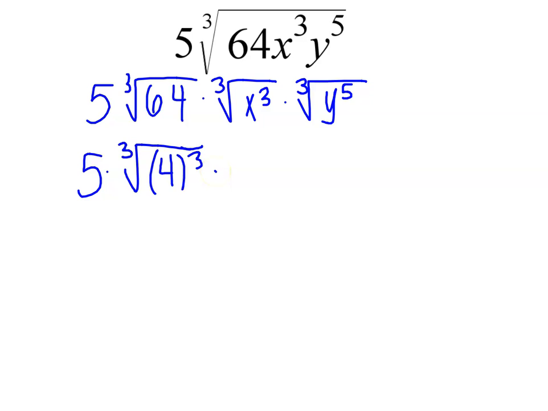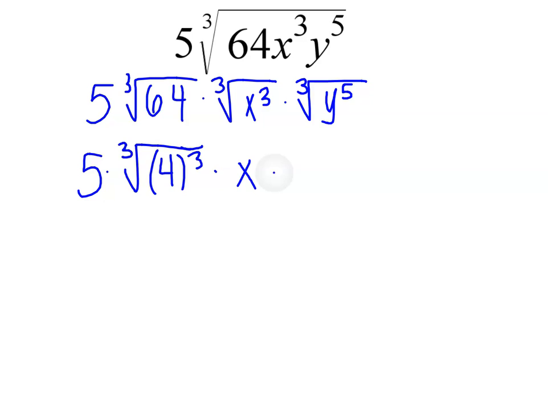It's going to be a little different with the variables here, but let's check this out. So we have the cube root of x cubed. Well, it looks like x cubed is already a perfect cube. So when we take the cube root of x cubed, they cancel out and we just get x.